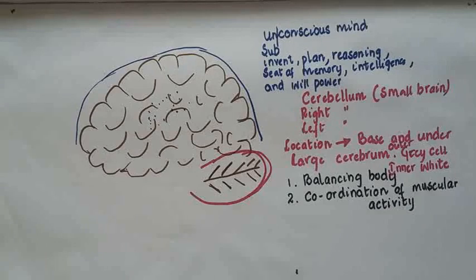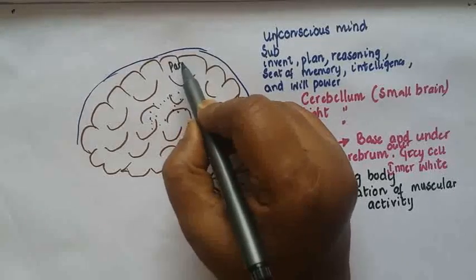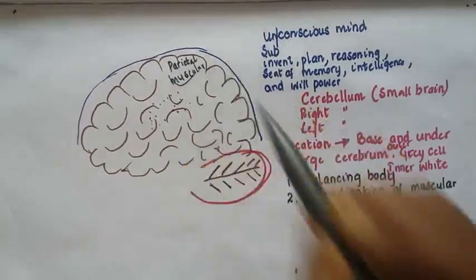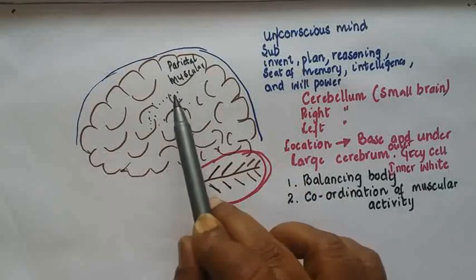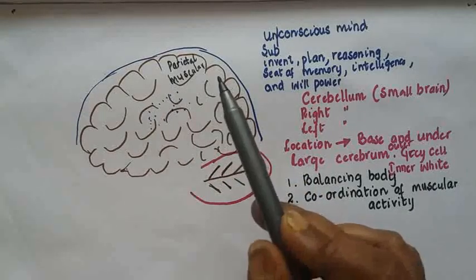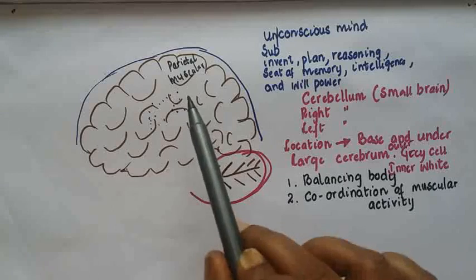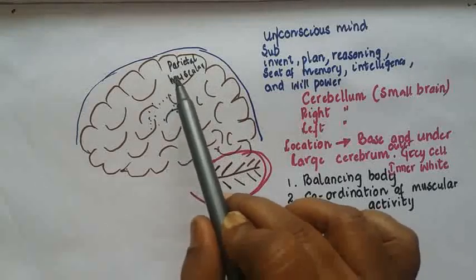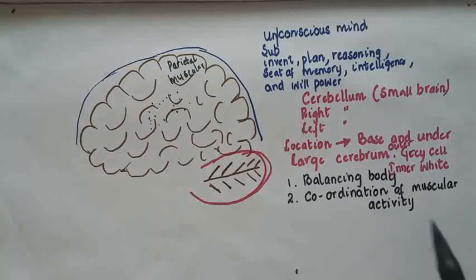Children, just a few minutes back I taught you that in the parietal lobe we have neurons which are meant for muscular activity. So it means the impulse for the muscular activity actually originates in the cerebrum. So don't have a confusion. The cerebrum is meant for initiating the muscular activity, but the cerebellum brings about the coordination of muscular activity.